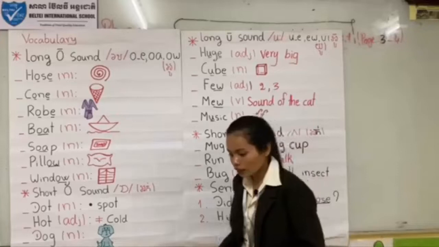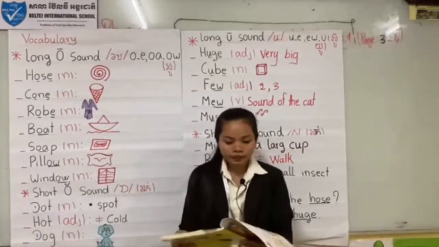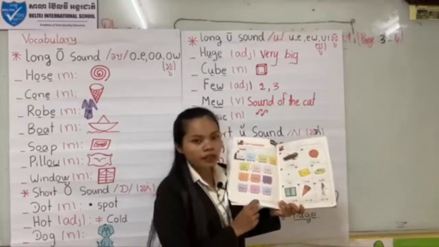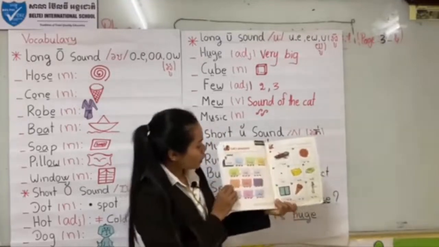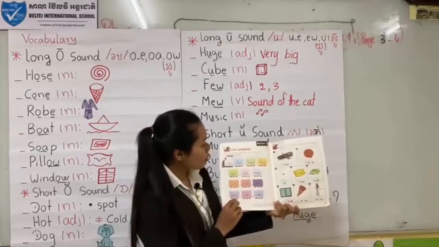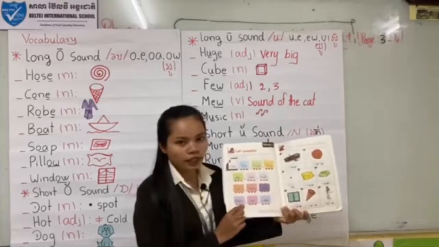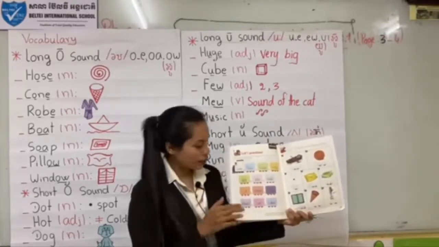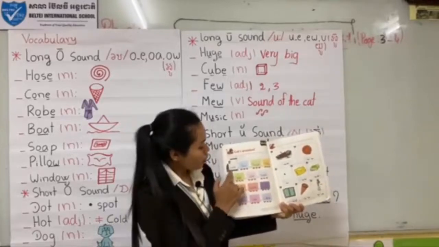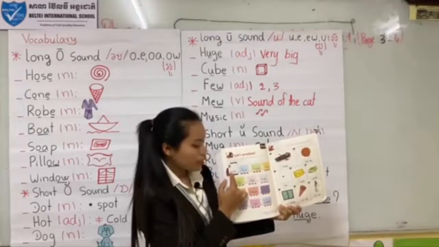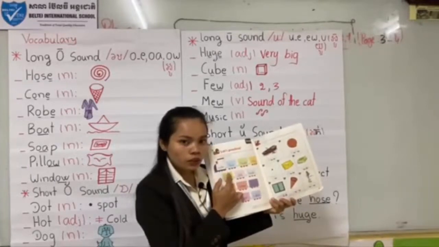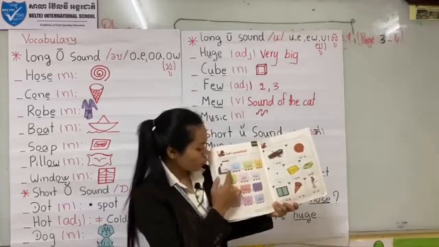Okay, now let's look at our phonics book together. Here is your turn to do the exercise in your phonics book on page number 3 and number 4. For page number 3, you have to circle and trace the words that have the same vowel sound as the word at the front of the train. Here is the train. You know train, right? The word in the front of the train here is cute. Cute has sound U. So it's a long U sound.